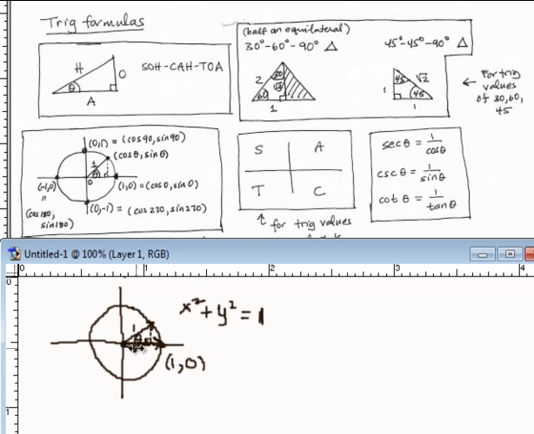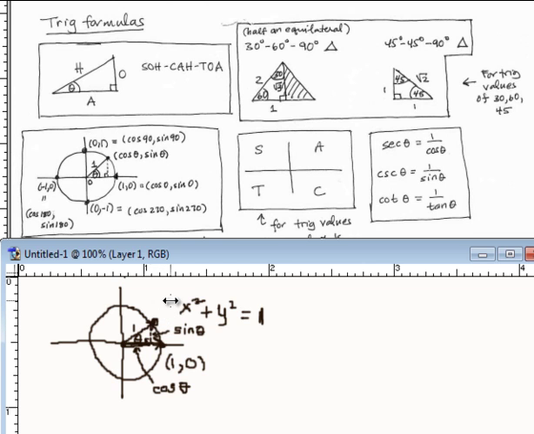So the length of the bottom of that right triangle is cosine theta. And sine theta is the vertical, the opposite, over the hypotenuse. Since the hypotenuse is 1, the length of that side is equal to sine theta. So that means this point on the circle has coordinates: to get to this point we go over cosine theta and up sine theta.